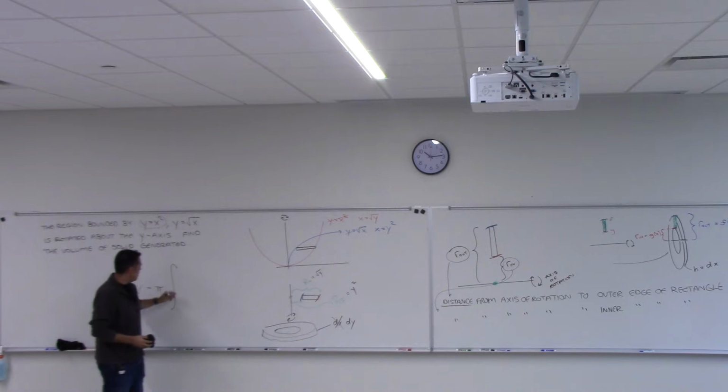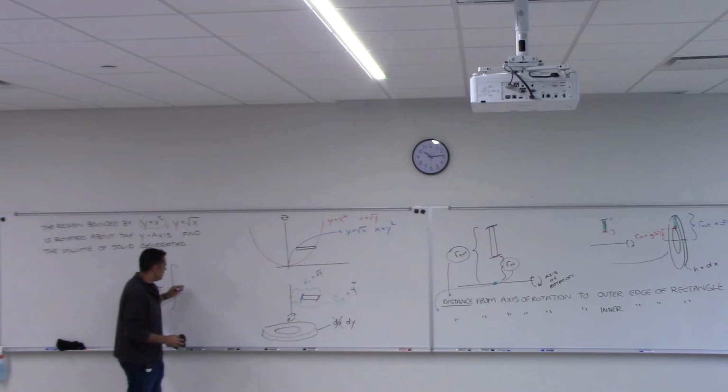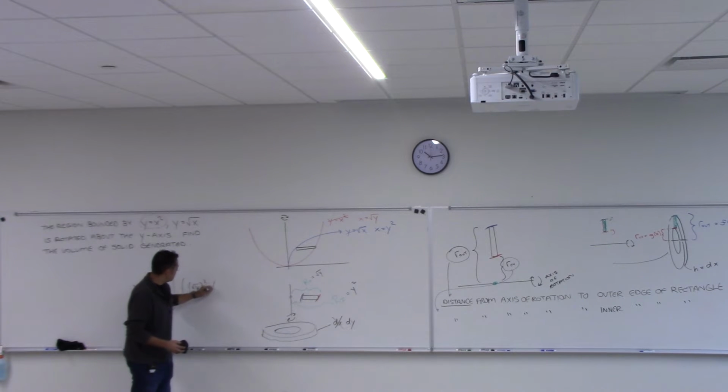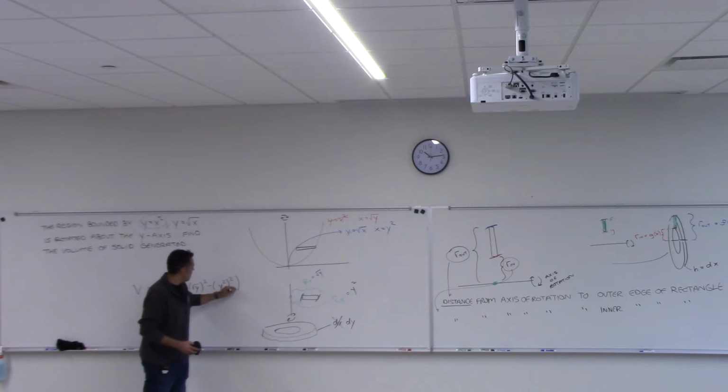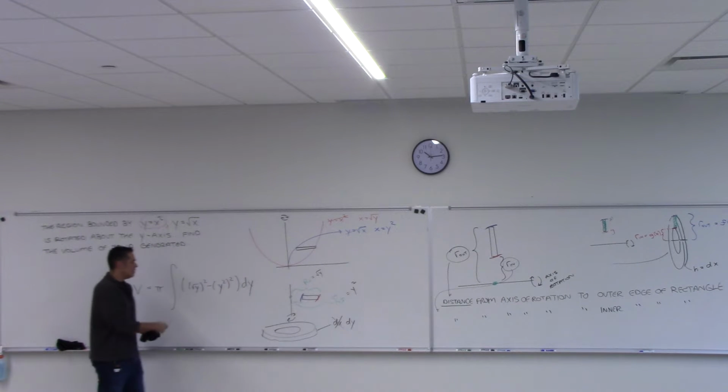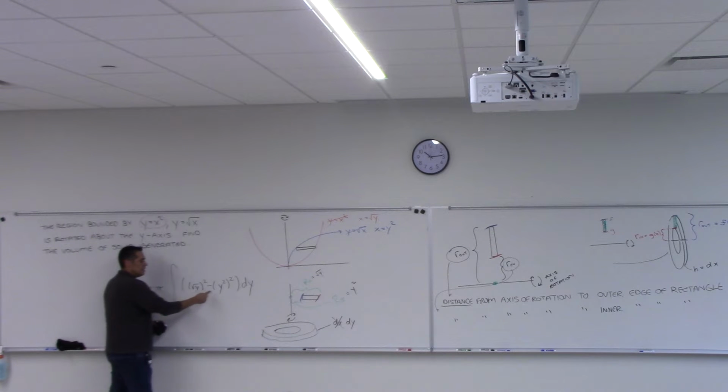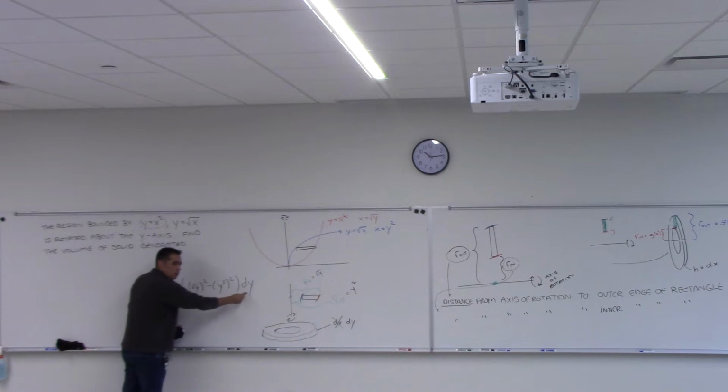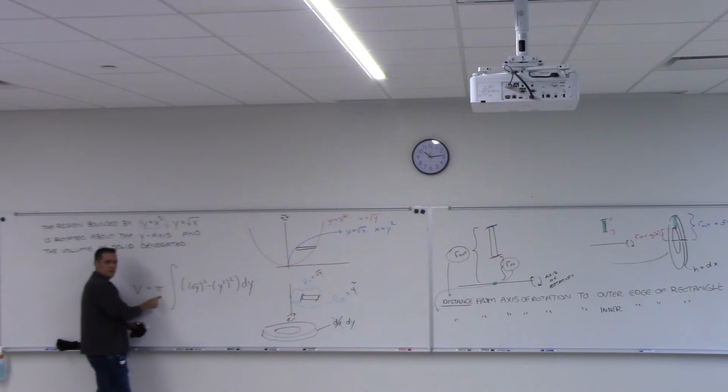So this should be, well, we'll get the limits in a second. Let's do the actual outer squared, so square root of y squared minus y squared is the inner one, but then squared, and then dy. Any questions there? Outer radius squared minus inner radius squared, dy is the thickness, pi is because of the formula. We just need the limits of integration.